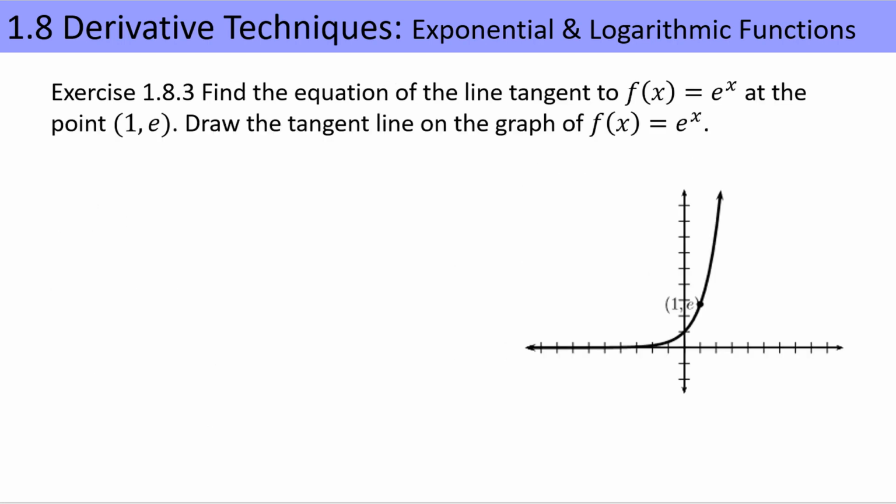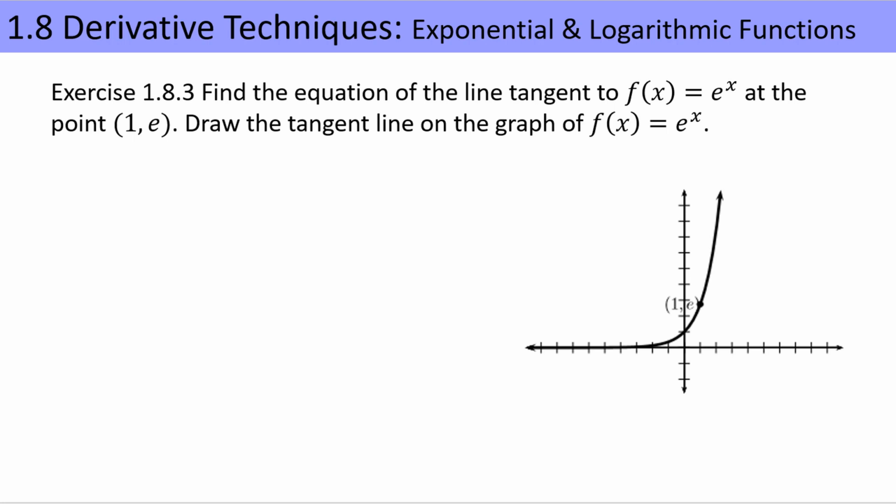Example 1.8.3. Find the equation of the line tangent to the function f of x equals e to the x at the point (1, e). Draw the tangent line on the graph of f of x equals e to the x.